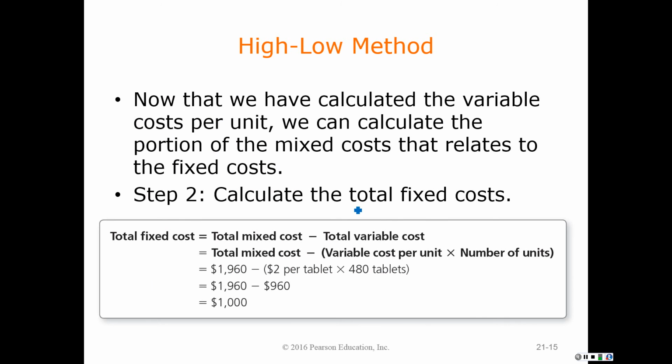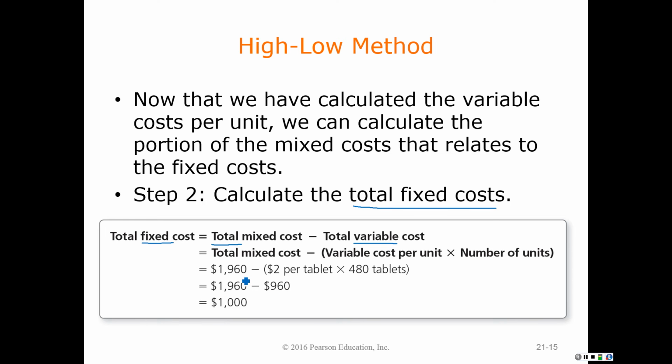All right, how can we get total fixed cost? Like I said, if we know our total cost, and we do, and we know our variable cost, which we have just calculated, $2 per tablet, then we can determine what our fixed cost happened to be. So when we do this, you need to use the activity that took place in either the highest or the lowest month. It doesn't matter which one, but it needs to be one of those months that we have used to calculate our variable cost per unit.